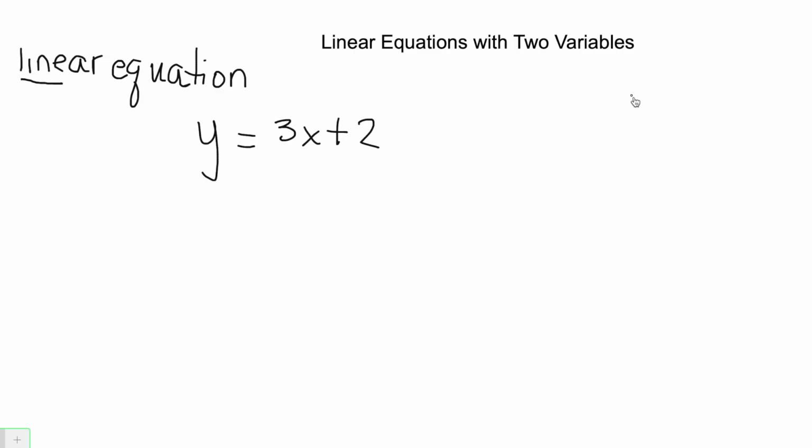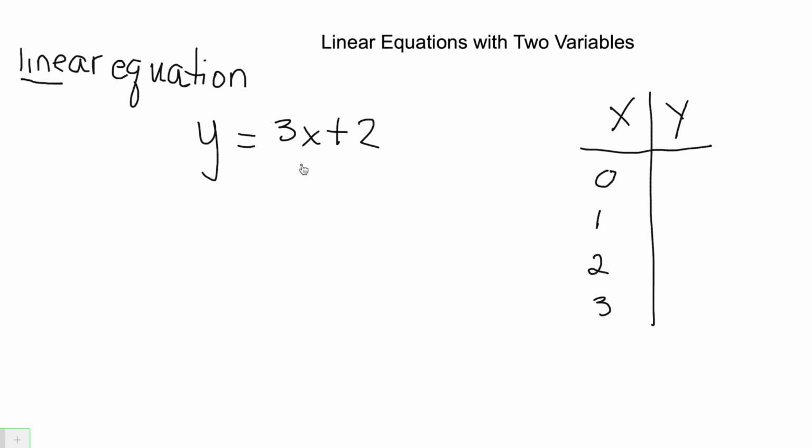So I'm going to go ahead and create a little table here. Okay, I have x and I have y. So if I pick numbers 0, 1, 2, 3, that means I'm substituting my x for that number. Now, as I said before, if you mastered part one, you know that a number next to a letter is multiplication. So I have y equals 3 times 0 plus 2.